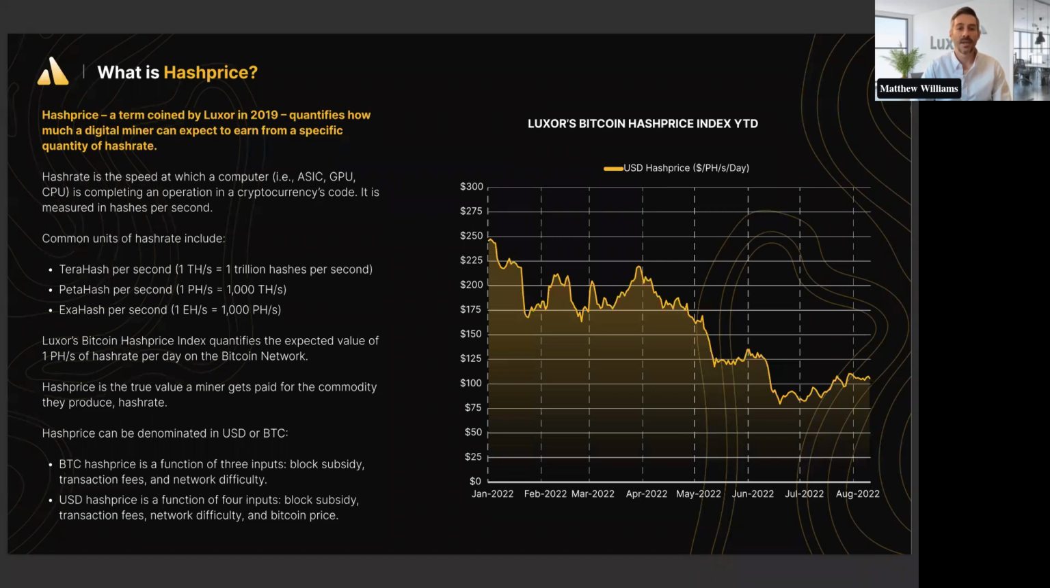The chart you see over here on the right comes from Luxor's hash price index, which is a widely referenced benchmark in this space. The index quantifies the expected return of 1 petahash per second per day of hash rate on the Bitcoin network. This is also the benchmark behind our newly launched derivative. Hash price can be denominated in either BTC or USD, but for the purpose of this new derivative and this presentation, we'll be speaking in USD denomination.